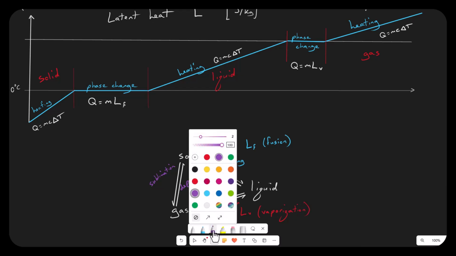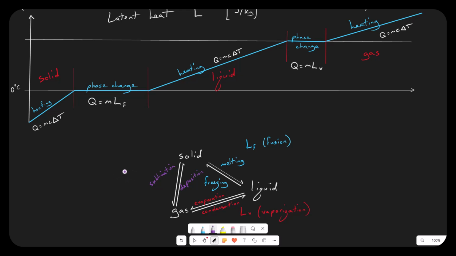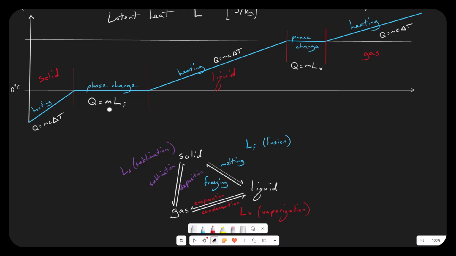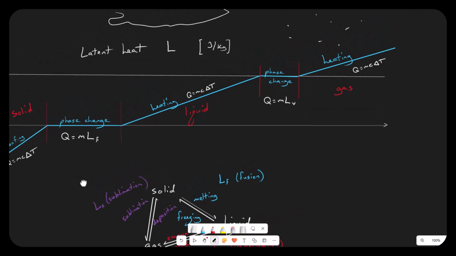And where I am going straight from solid to gas or backwards, that's going to be a latent heat of sublimation. The formulas for these really are as straightforward as this. It's just Q is always going to be mass times the appropriate latent heat. And that's what we're doing with these.